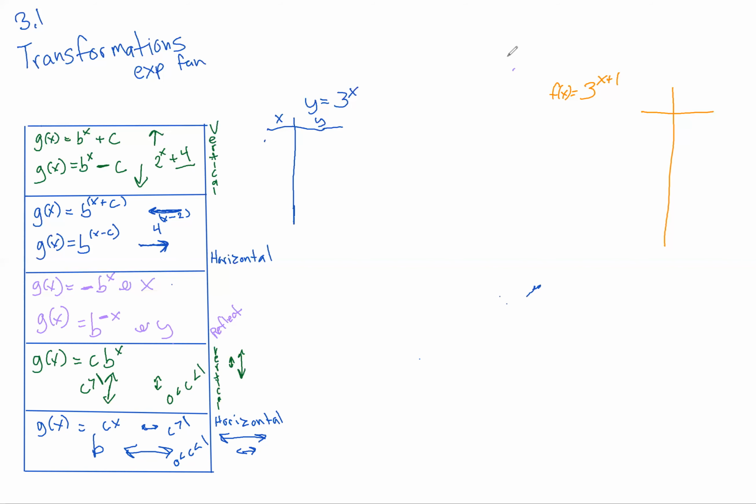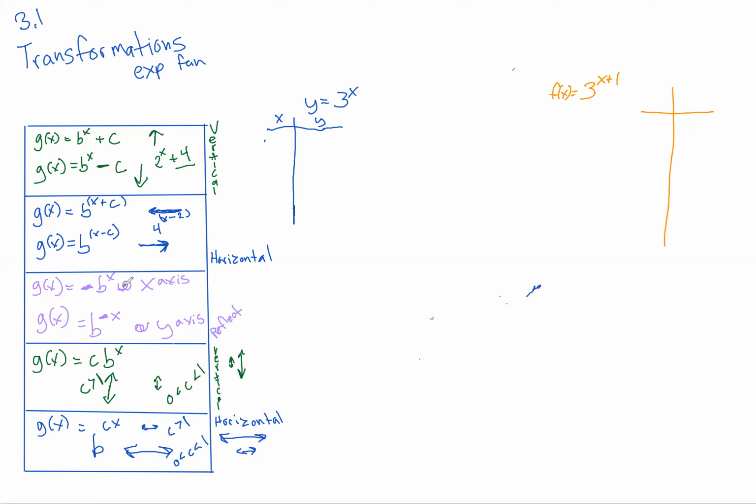Now what about reflections? If we've got a negative outside of our base to the exponent, it's going to flip or revolve around the x-axis. Now if we've got that negative attached to the exponent, it's going to flip around the y-axis. And these little curlicues are just my way of drawing flip or reflection.